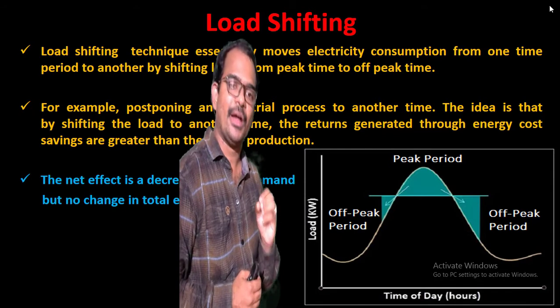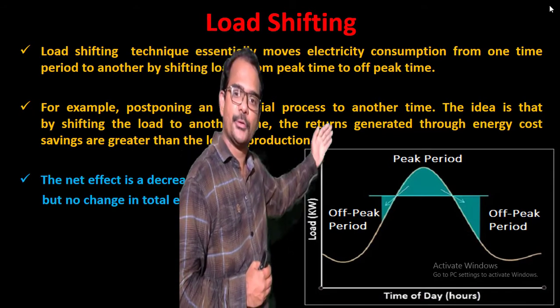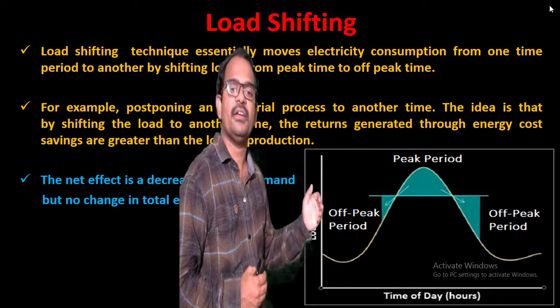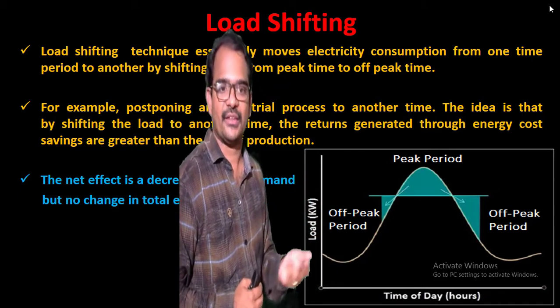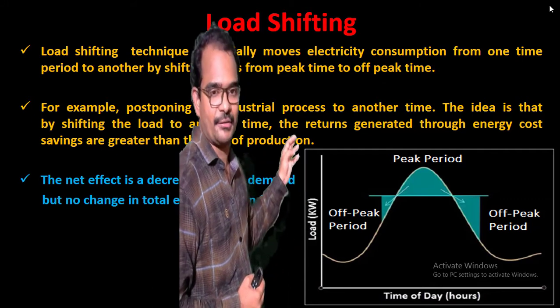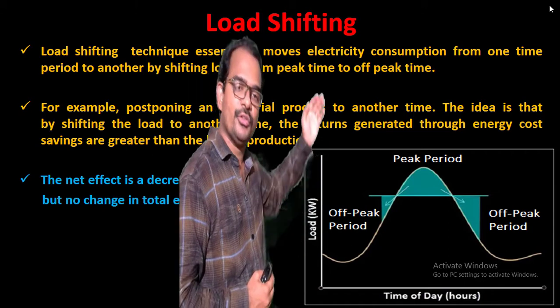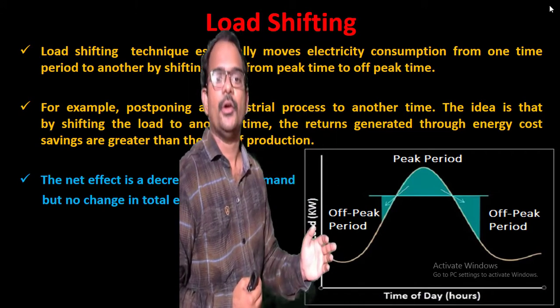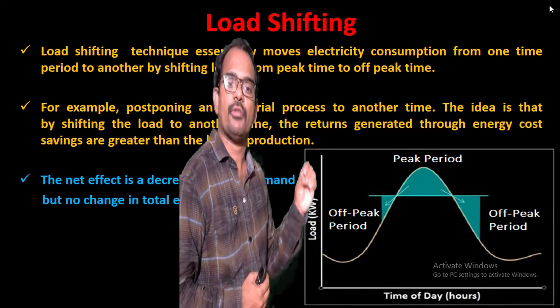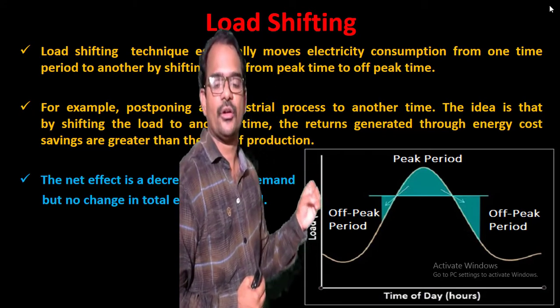And the second advantage to the industry is, by shifting its operation from peak period to off peak period, the government will give you some incentive. Say for example, previously the cost of electricity is 10 rupees per kilowatt hour, which we have already seen. Now the government will give an incentive that when you shift your power to off peak period, we will reduce the cost per kilowatt hour consumption of your electricity to 6 rupees instead of 10 rupees.